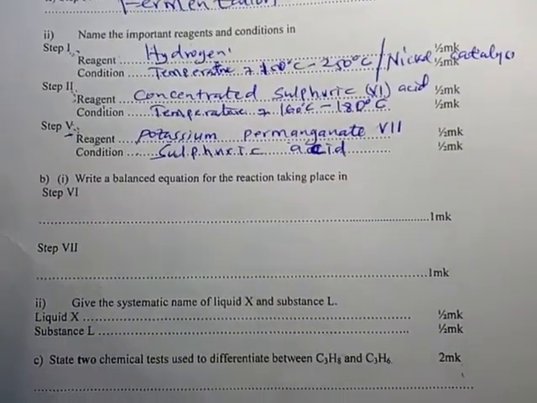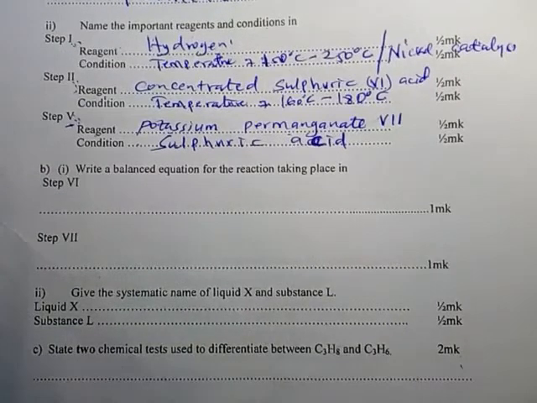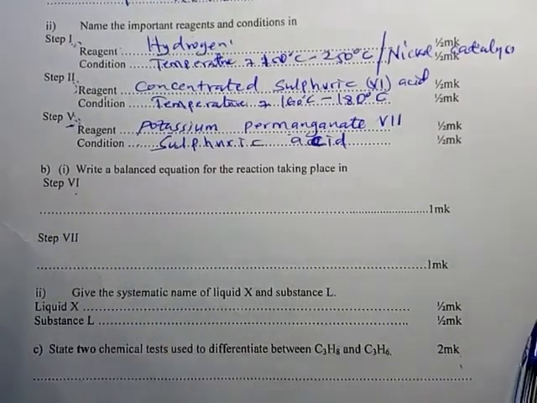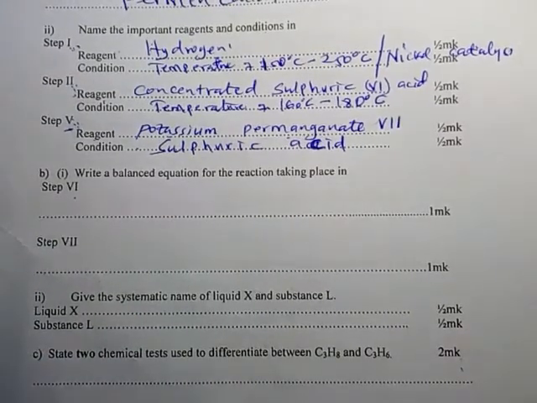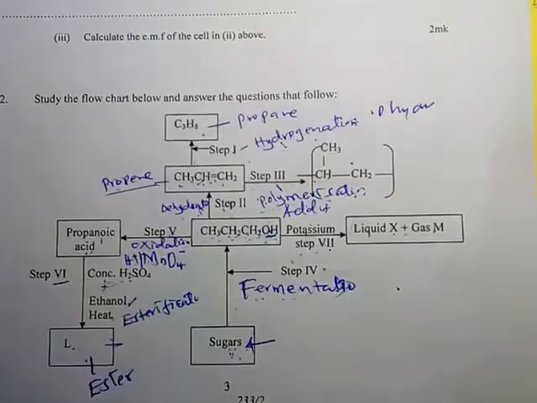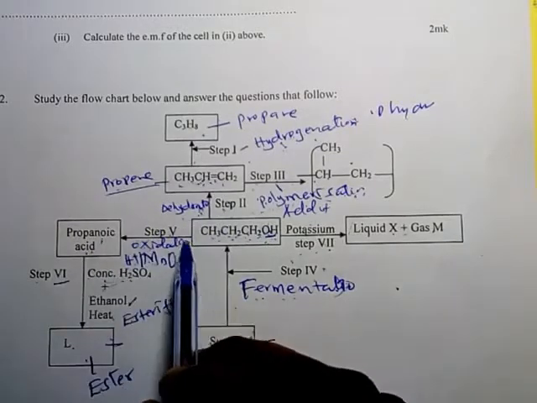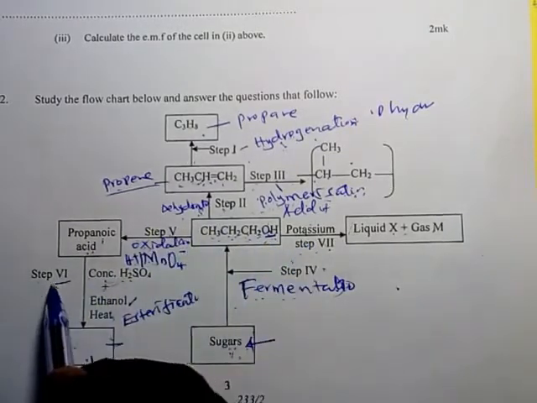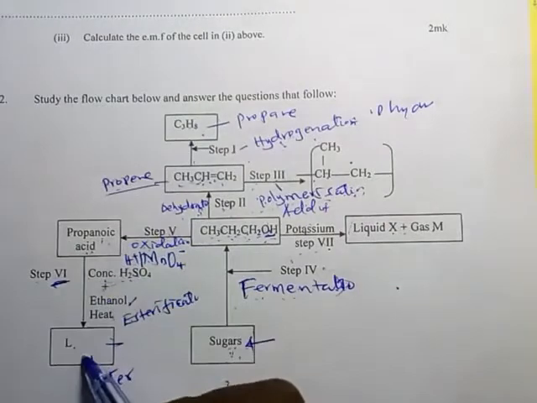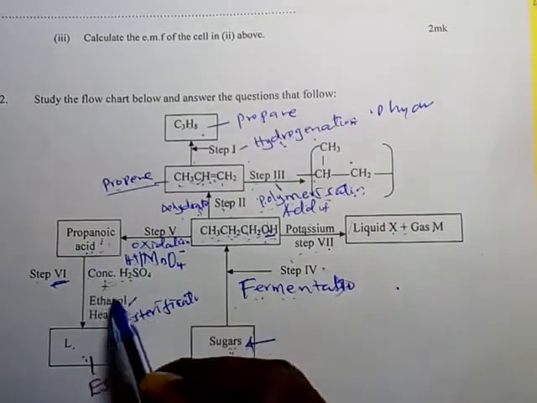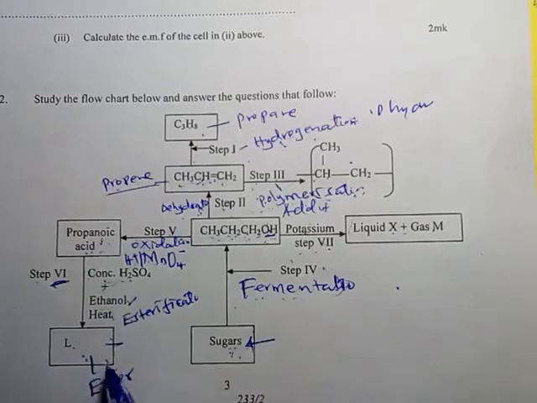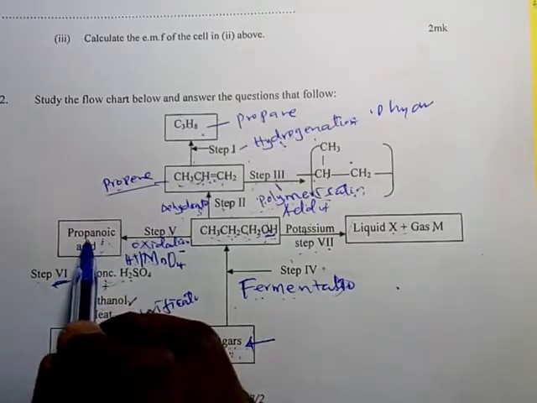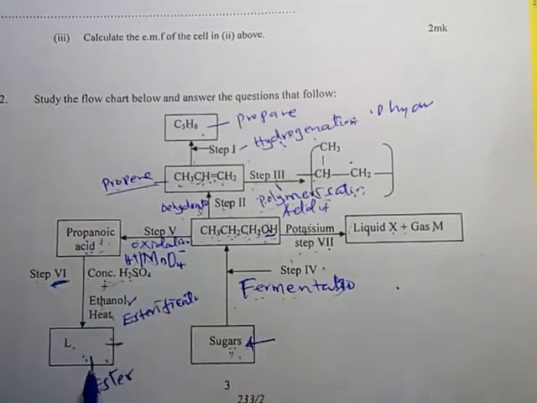Write a balanced equation for the reaction taking place in step 6. So we'll go back to the chart and see what is in step 6. Step 6 is here. It is the formation of an ester, so propanoic acid plus ethanol. Very good. So we are going to react propanoic acid plus ethanol to form an ester.